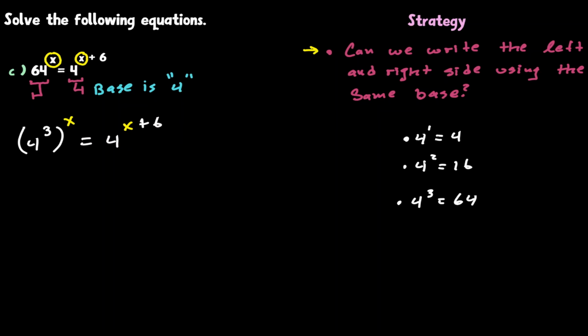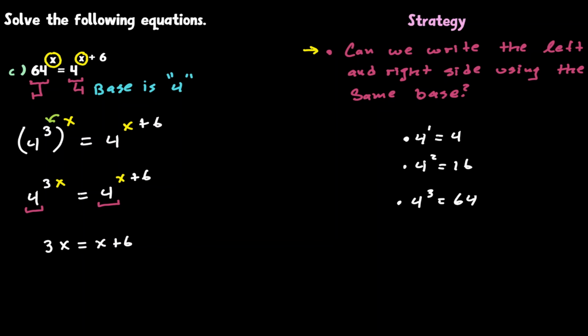Before we move any further, here we can apply the rule for multiplication when we have exponents. We can just distribute the exponent of x with the 3, and now it becomes 3x. And now we have achieved our objective. The left-hand side has a base of 4, and the right-hand side also has a base of 4. What can we do? We can set the exponents equal to each other.